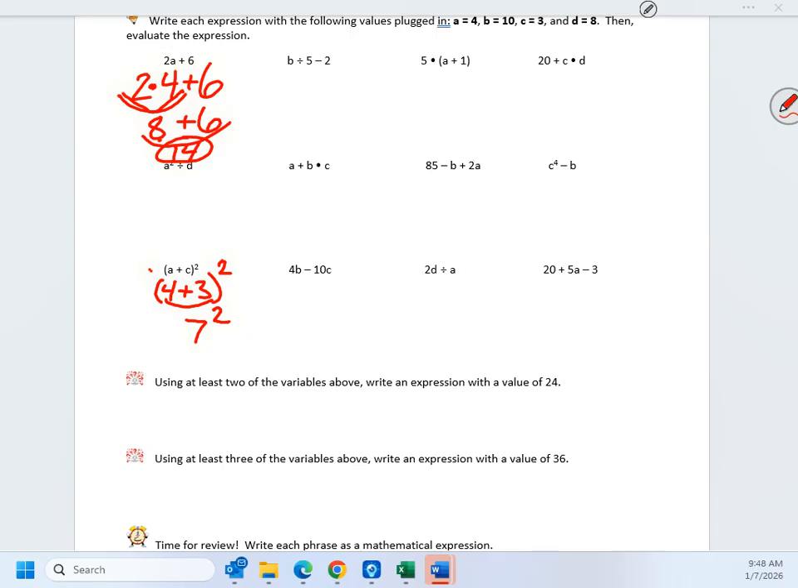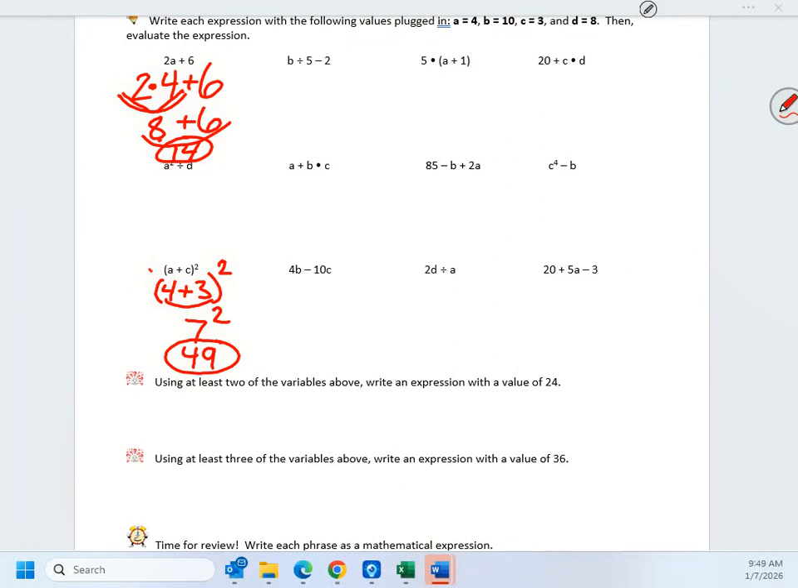What math am I doing, Shantria? 7 times itself. Not 7 times 2. It's 7 times 7. What is 7 times 7? Joy? 49. So remember, when we are doing those exponents, you're not multiplying it by that number. You're multiplying the number by itself that many times. Okay, so don't forget that important step.